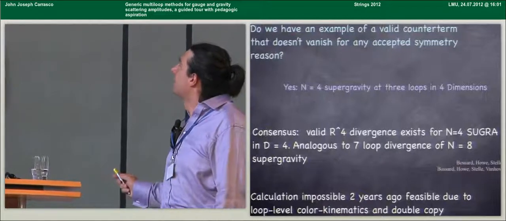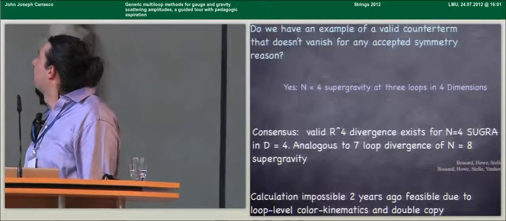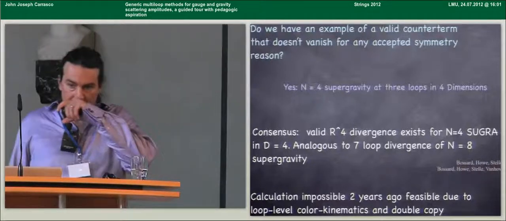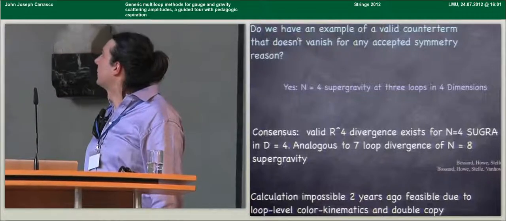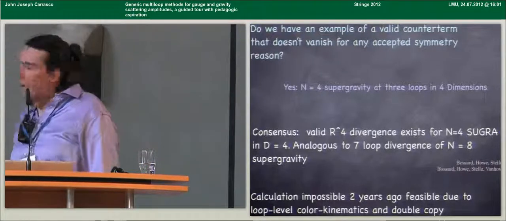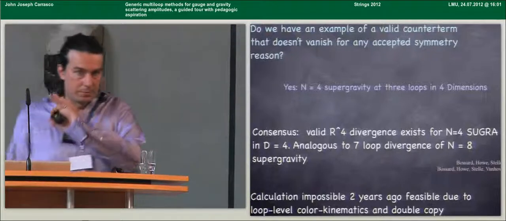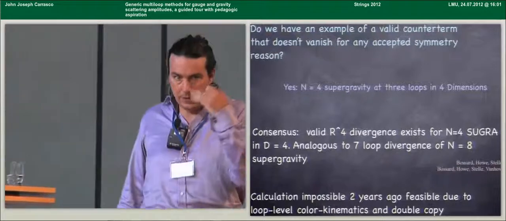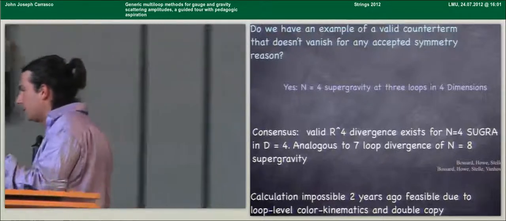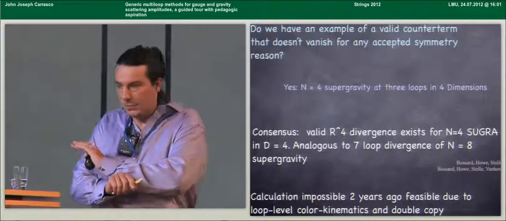Now you can ask, do we have an example of a valid counterterm that doesn't vanish for any accepted symmetry reason? And yes, there's N=4 supergravity at 3 loops in 4 dimensions, and the consensus was that a valid R^4 divergence exists for N=4 supergravity in D=4, analogous to the 7-loop divergence of N=8 supergravity. This is a calculation that was absolutely technically impossible 2 years ago, because of the lack of supersymmetry: N=4 is half the supersymmetry, and doing the gauge theory calculations to try to build through KLT would just be a mess.